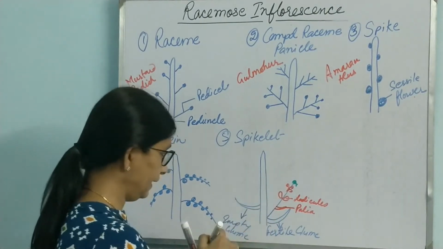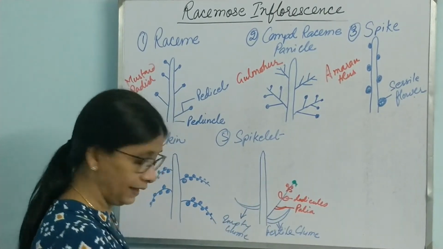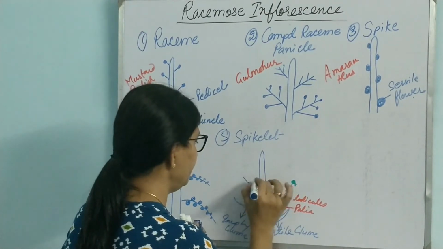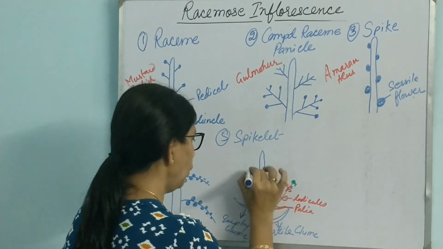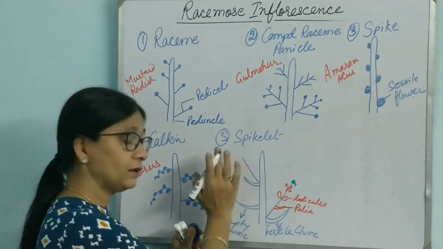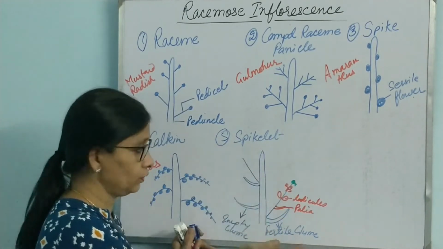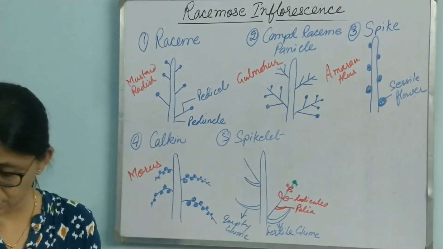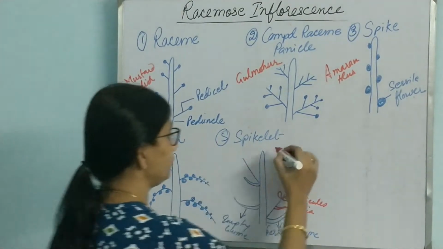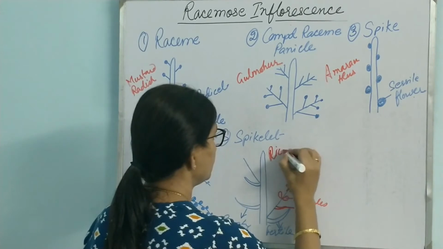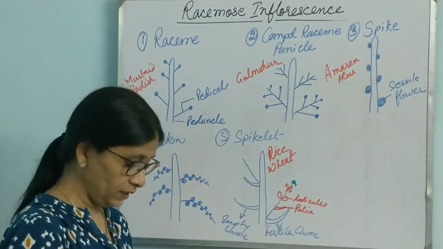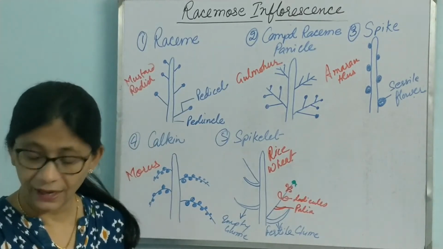Now this whole thing will again be present in another fertile glume. Say this is a fertile glume. So the whole thing will be present again, but it will be smaller. So the acropetal development will be maintained. So common examples of spikelet are rice, wheat. Rice and wheat.